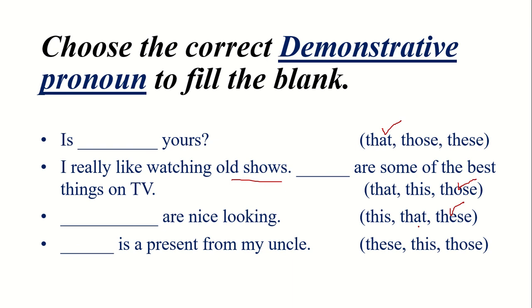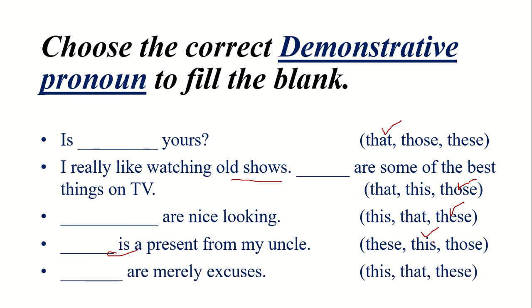Dash is a present from my uncle. So this is giving us an idea about being singular. So the present would be a single. So this is a present from my uncle. Dash are merely excuses. So these are merely excuses. Again, the helping verbs give you an idea of what type of pronoun you would have to write for the sentence. So this is about demonstrative pronouns.